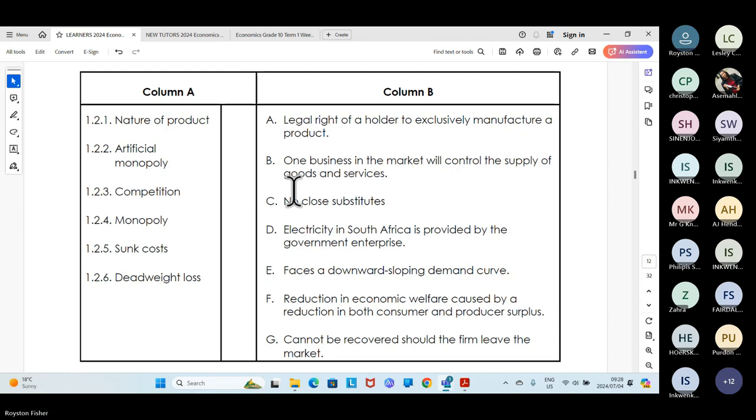And unfortunately, it's not B, because B's option is when one business in the market will control the supply of goods and services. So it is E, faces a downward sloping demand curve.